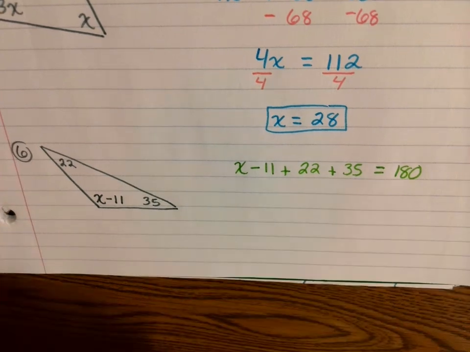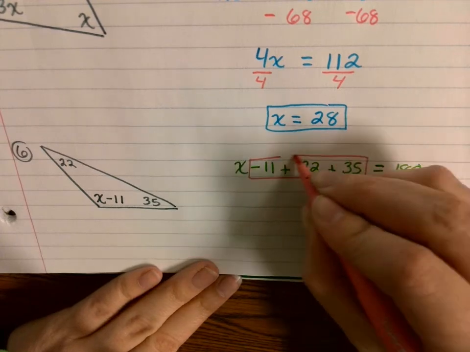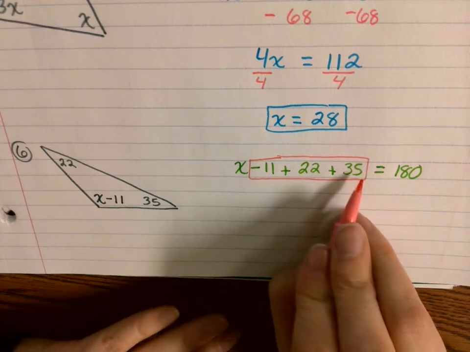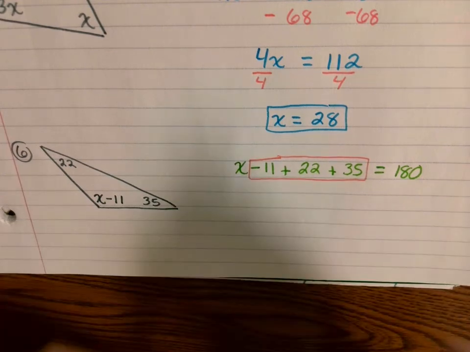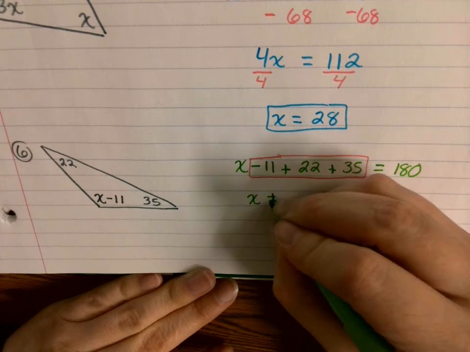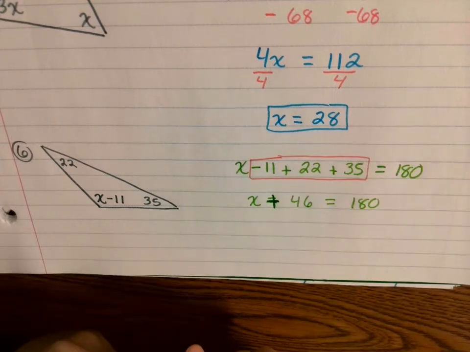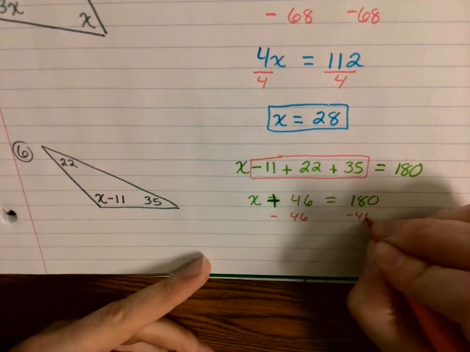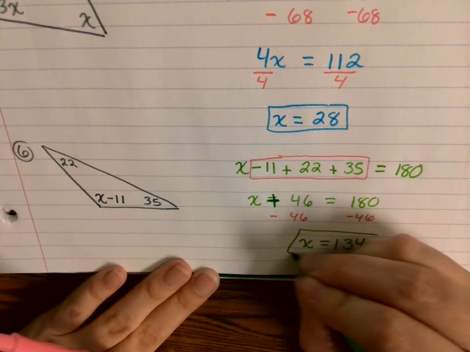Now we're going to combine the like terms. So I'm going to combine a negative 11, a positive 22, and a positive 35. When I combine those together, that's going to give me 46. So I'm going to have x plus 46 is equal to 180. We're then just going to subtract the 46 from both sides, and we'll get x is equal to 134. So you should have gotten 134 for this angle.